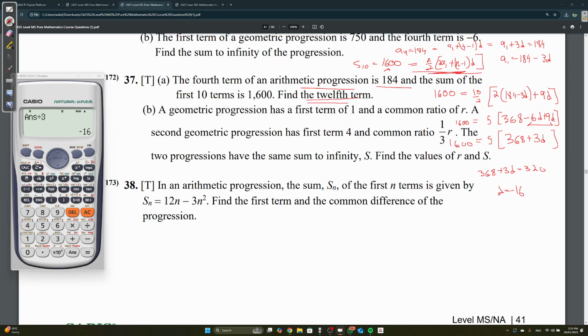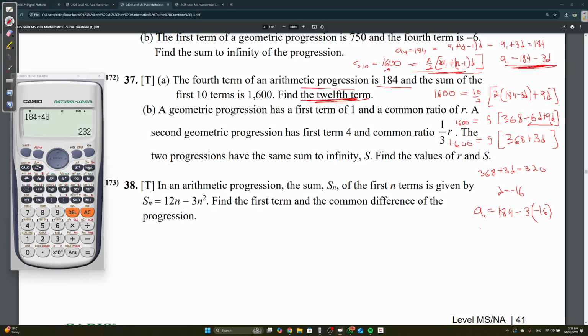What are they asking? The 12th term. I don't even have the first term. And I'm doing all this just so I can find the first term, which is 184 minus 3d. So now I can find what a1 is: 184 minus 3 times negative 16. So you're going to get 184 plus 48. Just do this on your calculator.